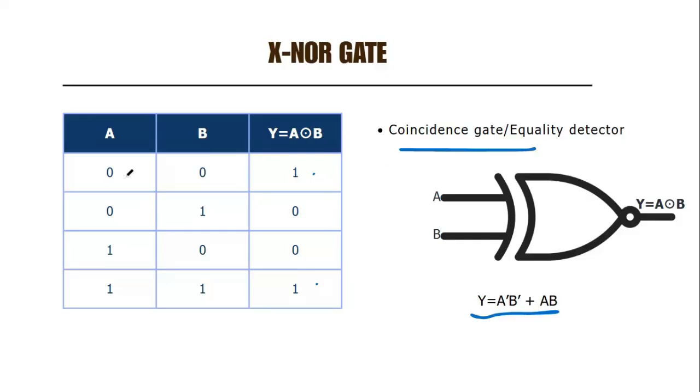Here, when both the inputs are 0, the output is a 1. And when both the inputs are 1, the output is again 1. That is, the output is 1 when both the inputs are same or equal. In the other cases, when the inputs are not equal, we get an output 0.